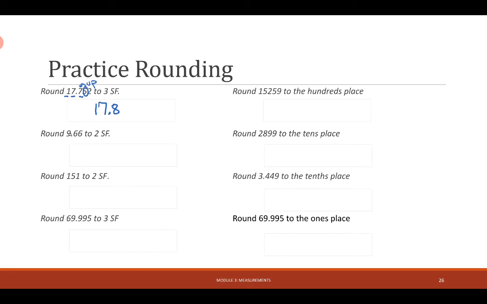Next up, we have 9.66 to 2 sig figs. We've got to look at that 6. 6 is more than 5, so that's going to round up to 9.7.